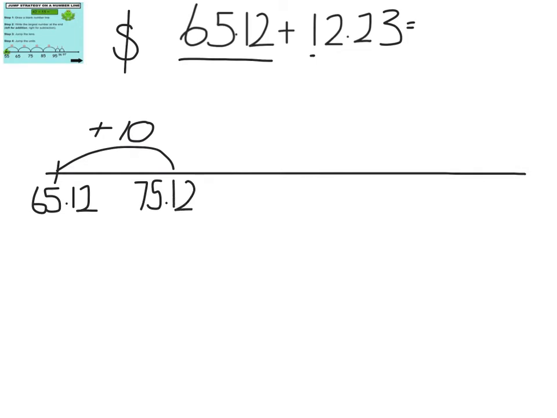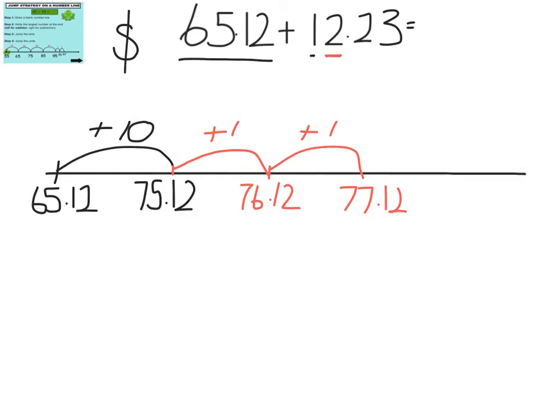All right, then what I'm going to do next is I'm going to add my ones. So I've got 2 ones here. So I'm going to plus 1. So I'm going to have 76 and 12/100ths or 12 cents. And then I'm going to plus another 1, which is 77 and 12/100ths.